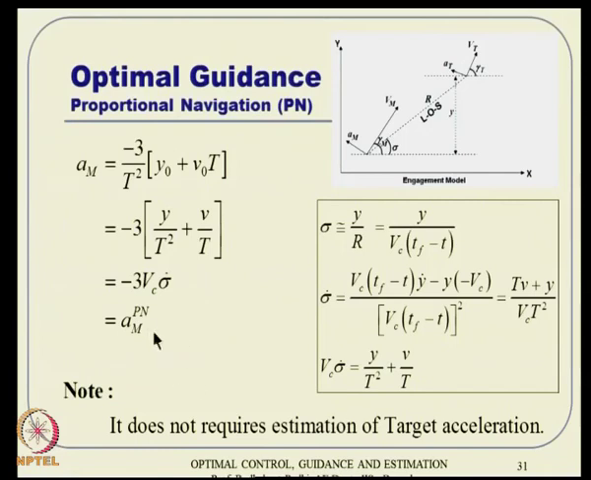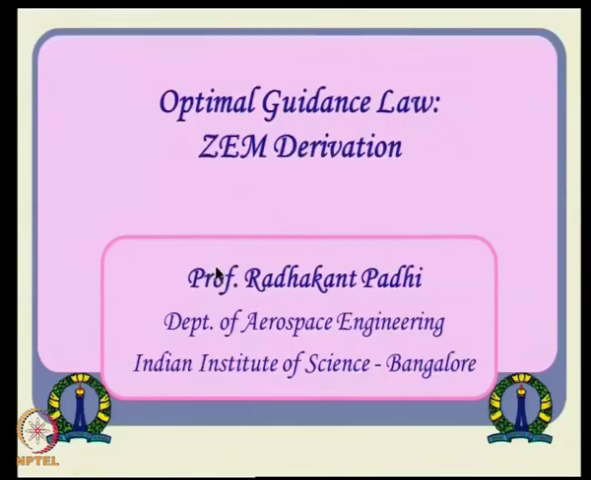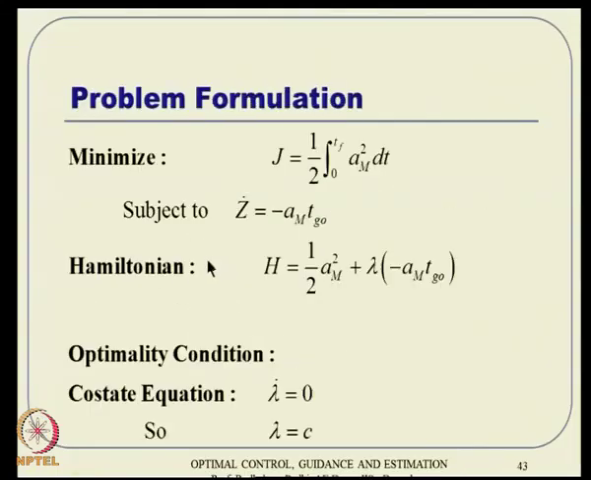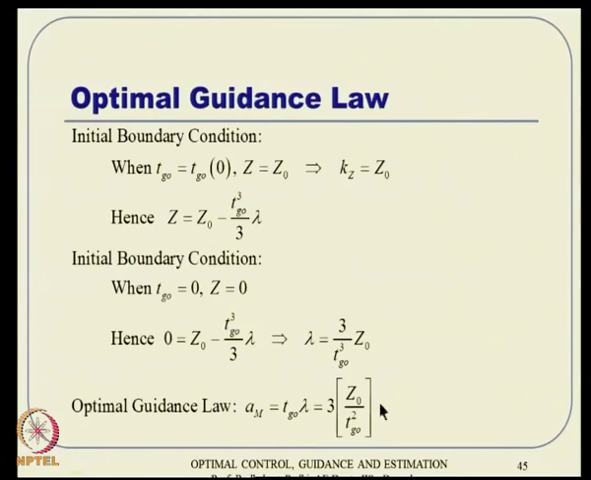What we interpreted for am in the previous lectures is something like this. It has been represented as am equal to this expression, minus 3 y over t square plus b by t, or you can have minus 3 Vc times sigma dot, or the same expression we can write as 3 times ZEM by T go square. So am is nothing but 3 z naught over T go square, the initial z naught by T go square.